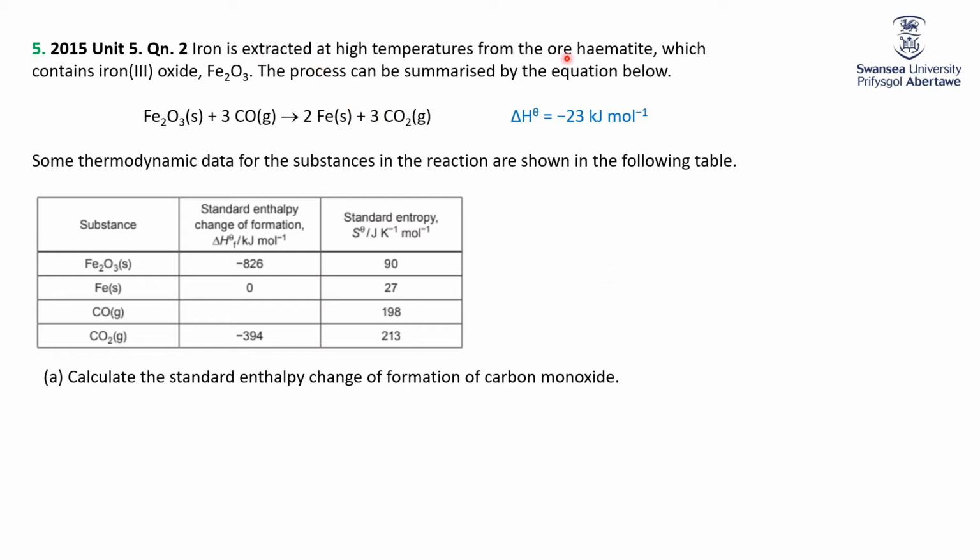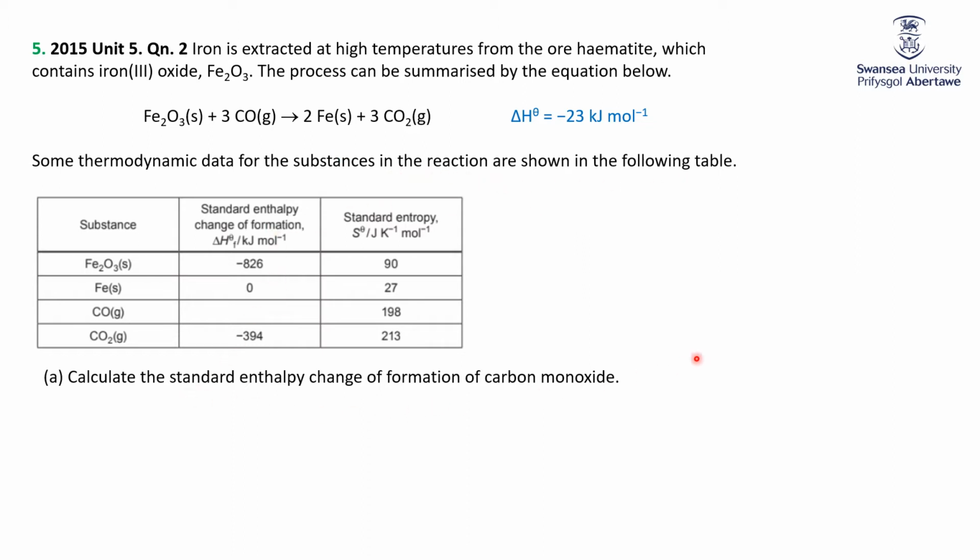Iron is extracted at high temperatures from the ore hematite, which contains iron(III) oxide. The process can be summarized by the equation: hematite plus 3CO goes to 2 iron (solid) plus 3CO2 gas. Thermodynamic data is shown in the following table.